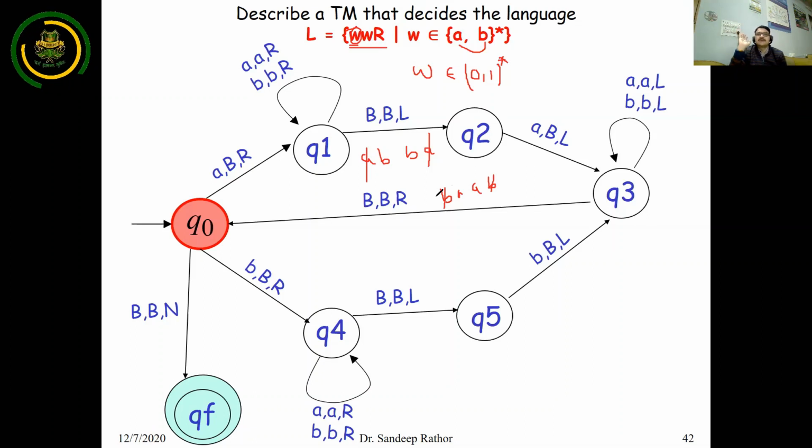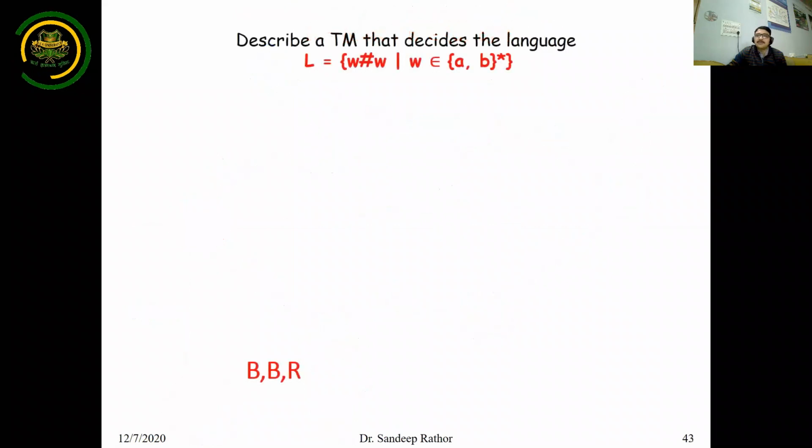The same problem can also be asked as: construct the Turing machine for palindrome. This is the machine we already constructed in the previous lecture. Today, I am going to discuss one more important machine construction for the language L equals W hash W, where W belongs to {A, B}*. That means any combination of A and B.